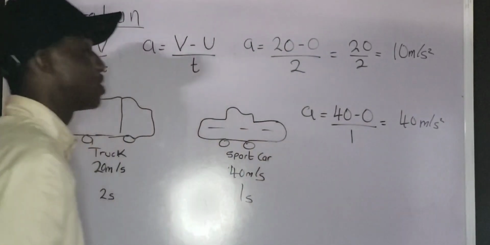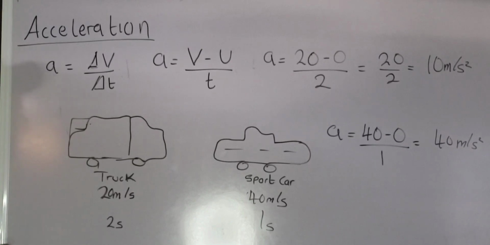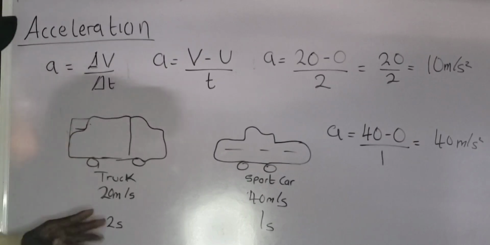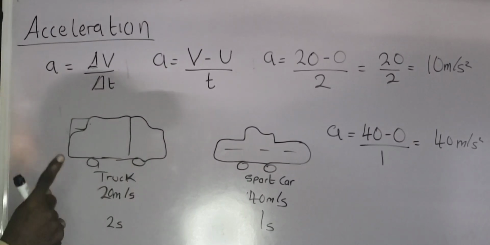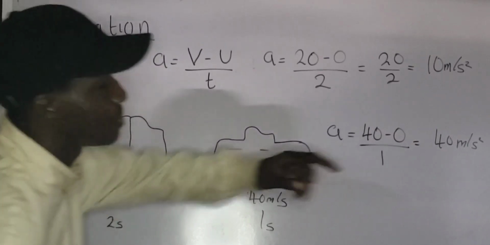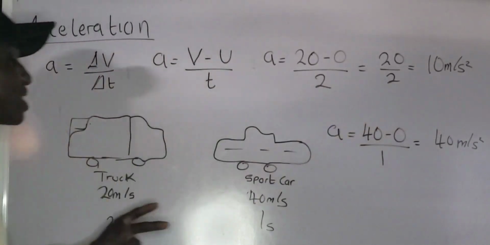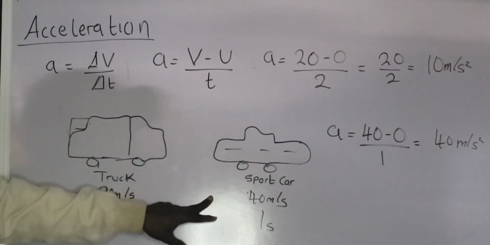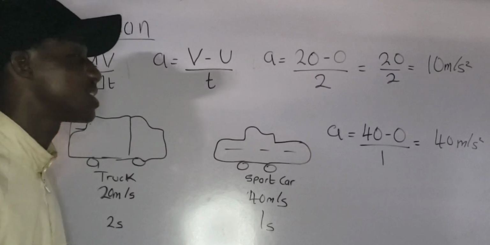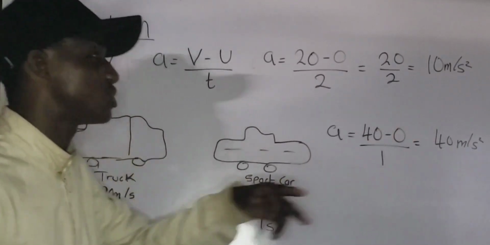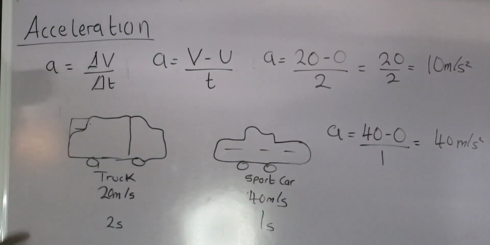You understand? So since the acceleration tells us how the velocity of an object is changing with respect to time, this implies that for every 1 second, the velocity of the truck is going to increase by 10 meters per second. Are you getting it? And for the sports car, the velocity will increase by 40 meters per second. Do you understand? So that is the basic idea about acceleration.